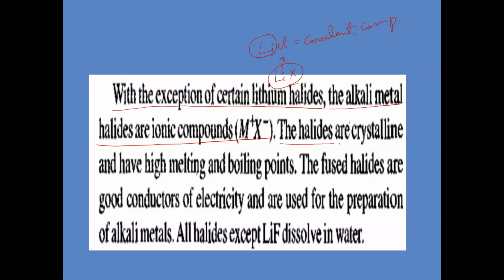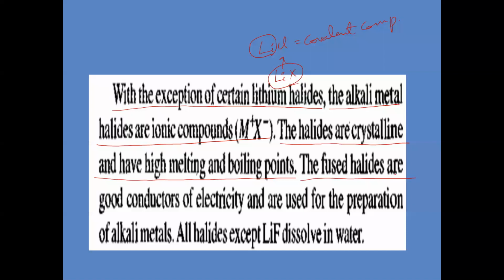Next, the halides are crystalline and have high melting and boiling points. NaCl and all these are crystalline. They have a crystal solid type of structure. About the crystalline structures, we study in the lesson Solid State, where we study crystal structures of ionic solids. Remember for the time being that the halides are crystalline in nature and have high melting and boiling points.